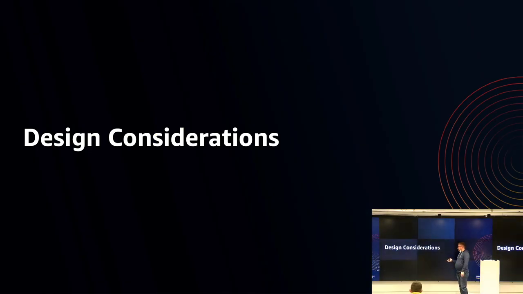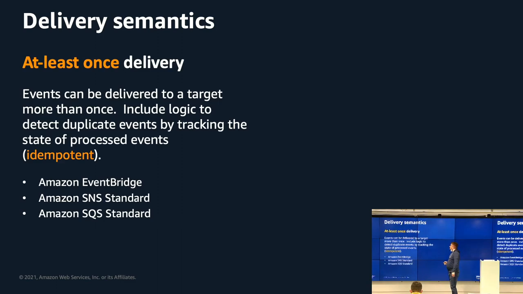And a little bit about the design considerations. So the first, you need to think about the service semantics. The most common scenario, you're using services that guarantee you at-least-once delivery, which means an event can be delivered twice or even three times in some cases. Then you need to be sure that you have logic that detects the duplicate events and basically deduplicates them. So you don't create two identical orders in our case, right?